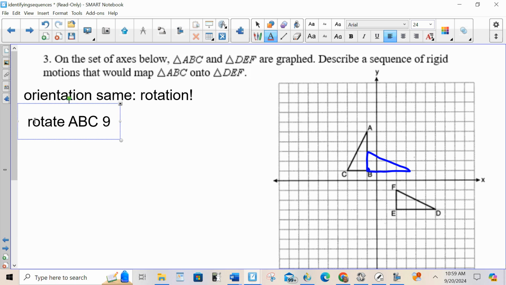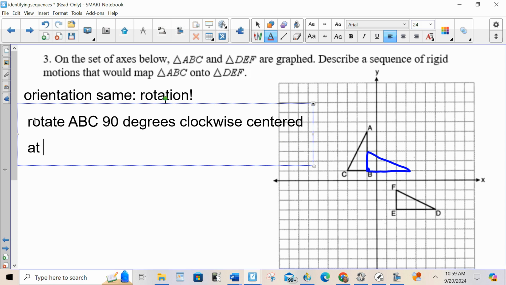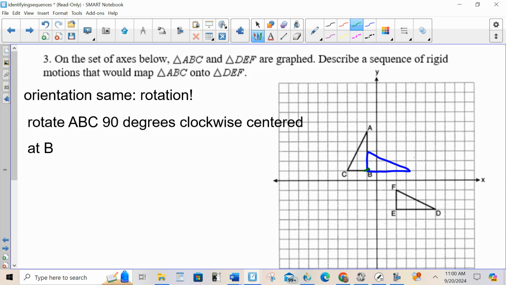So I'm going to rotate ABC 90 degrees clockwise centered at B. You need to be very specific, and we did this in a previous lesson with rotations. I need to know the degrees, the direction, and the center. Now, what do I need to do to get this triangle onto that triangle? Well, I did a rough sketch, but I know that B is still going to be here. B needs to map onto E, and if you're not sure, B is the second letter, so E has to correspond to it. So to get from B to E, I'm going 1, 2, 3 right, 1, 2, 3, 4 down.